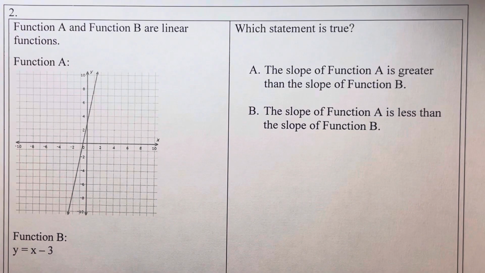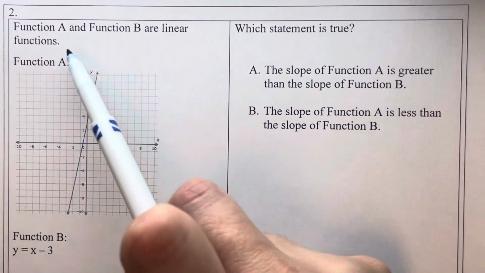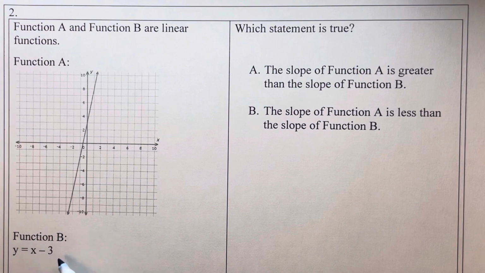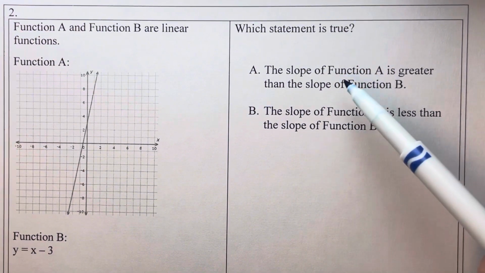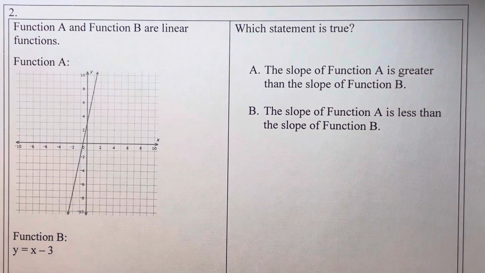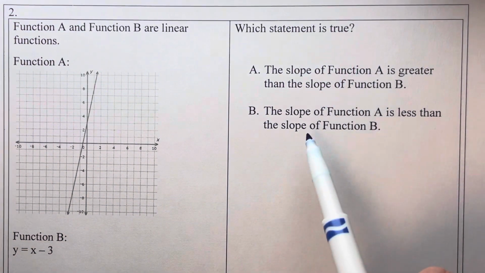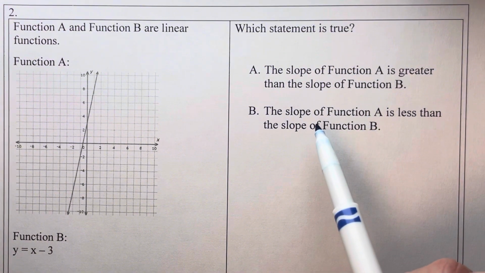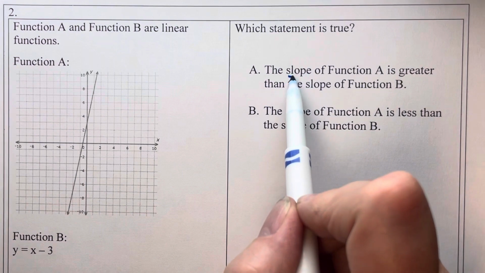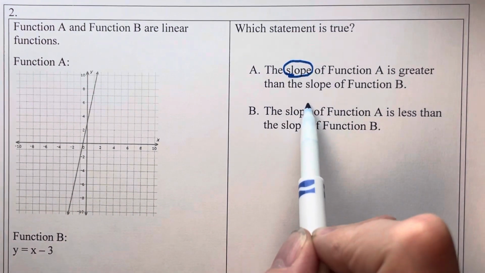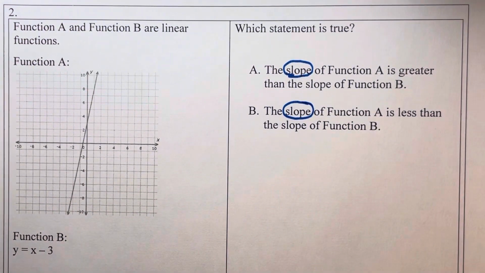Example 2. We have been given two functions. Function A is a graph, function B is an equation, and we have to determine which one of these two statements is true. Let's start this process by determining what is even being looked at to discuss. So both A and B statements are discussing the slope of our two functions.